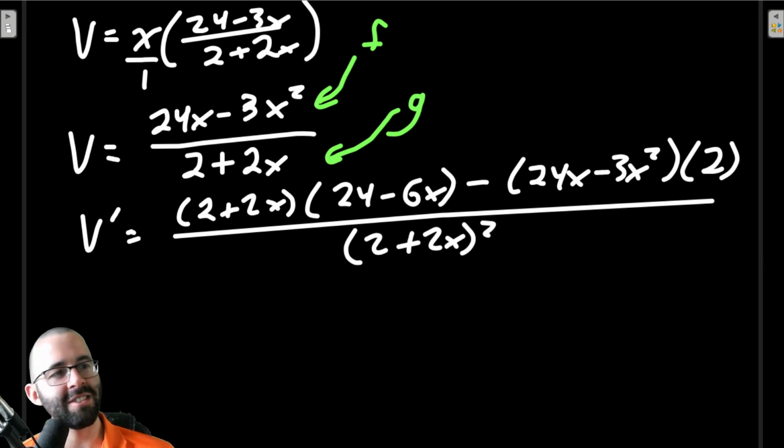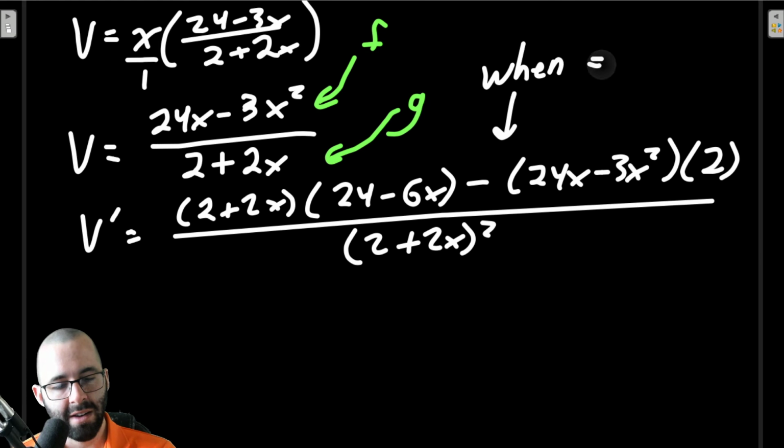We want to know when this is equal to 0. Don't worry, it's not as bad as it looks. Well, the denominator can never equal 0. A fraction is only equal to 0 when the numerator is equal to 0. Another way of thinking about it is we can multiply both sides of this equation by the denominator when we set it equal to 0, canceling it out. Either way, we only have to worry about when the numerator is equal to 0.